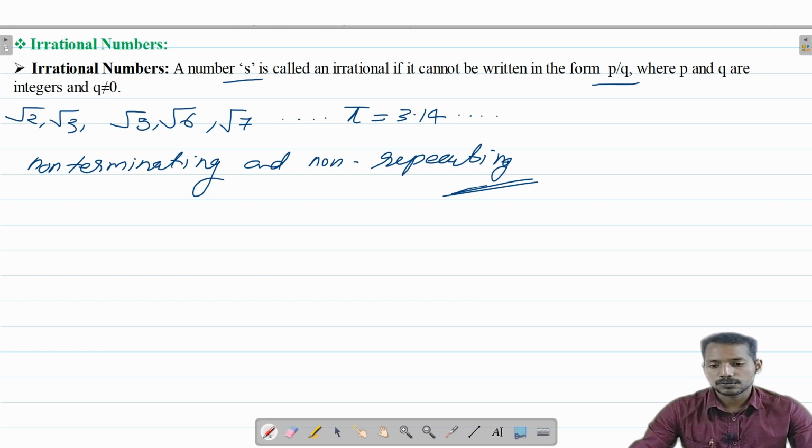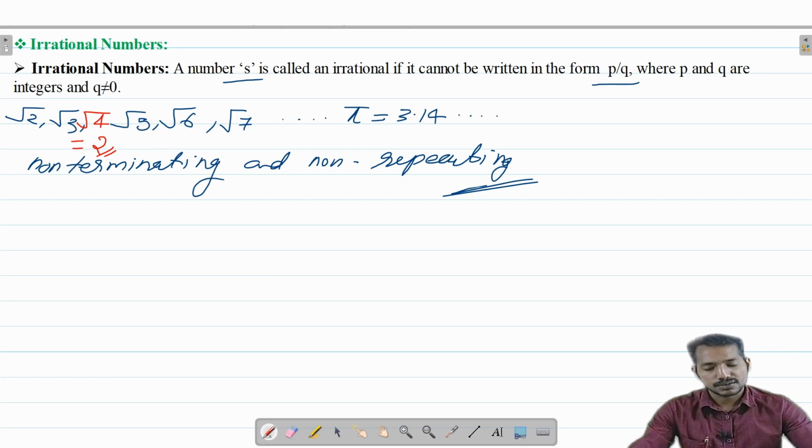And what about root 4? Root 4 is not an irrational number. Why? Because 4 is a perfect square. Because of that, root 4 we can write as 2. So 2 is not an irrational number. Square roots of all the natural numbers are irrational, except if a perfect square comes under the square root, that will not be an irrational number, that will be a rational number.